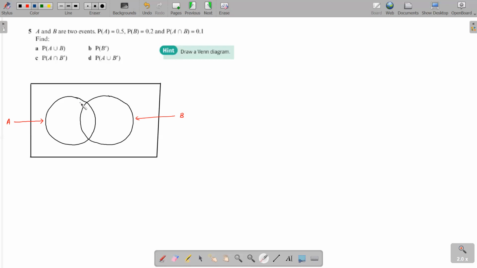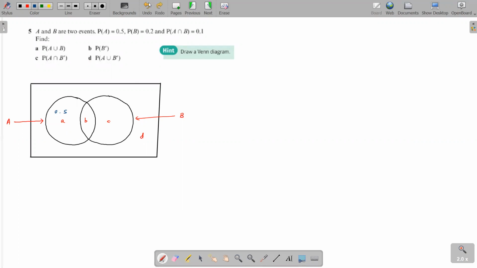So basically they are giving you two events and they have given the probabilities of each event. The probability that A happens is 0.5, the probability that B happens is 0.2, and the probability of A intersection B is 0.1. All right, so let's mark it. Let me mark the regions A, B, C, and D. So you can see there are only 4 regions. So when I say probability of A is 0.5, can I just mark 0.5 inside this region?